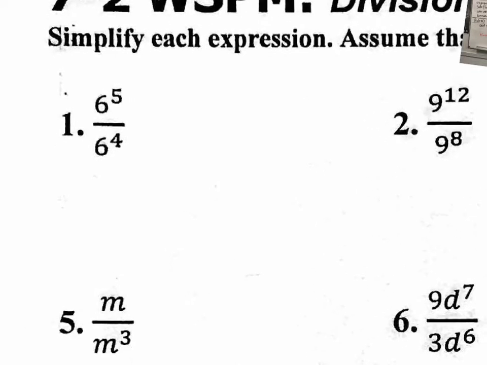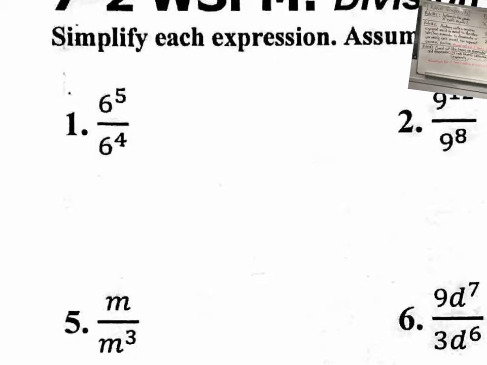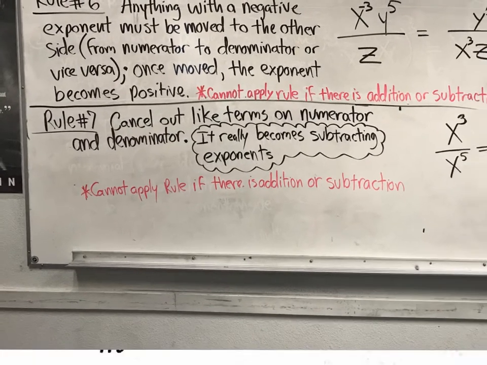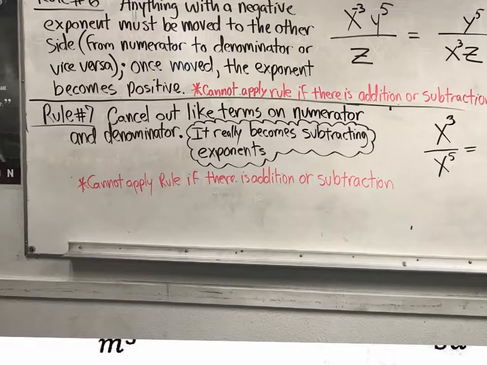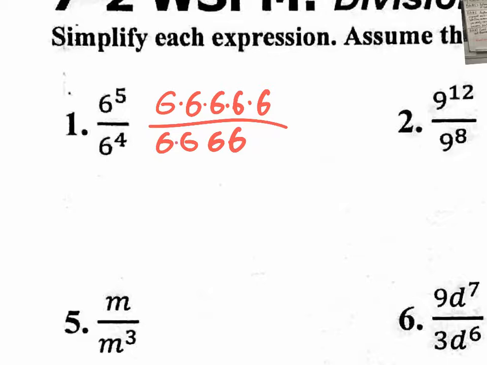So number 1, this is rule 7. If we take a look at the rules, rule 7 says cancel out the like terms on the numerator and the denominator. It really becomes a subtraction problem. So we do have 6 on top and 6 on the bottom. There's 5 6s up on top. So if you wanted to show your work, you don't have to. 6 times 6 times 6. Okay, that's 5 of them up there. And down here, there's 4 of them, right?